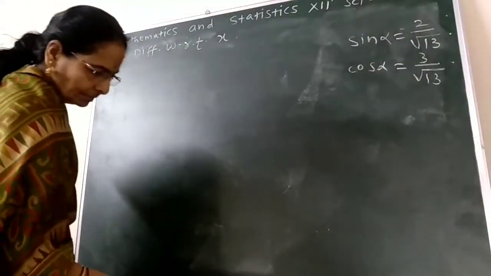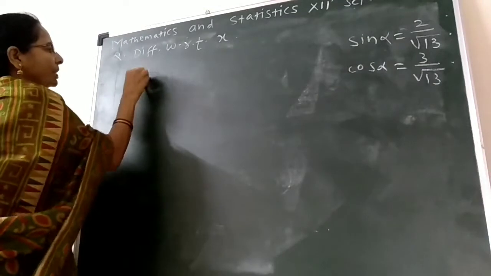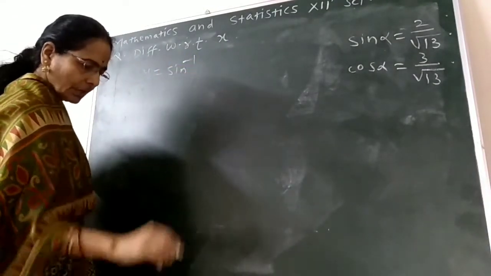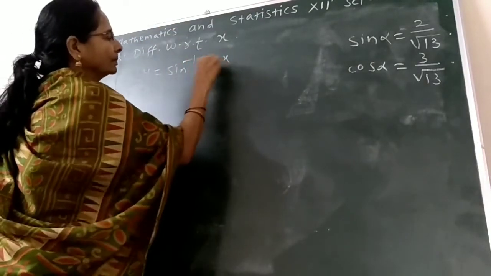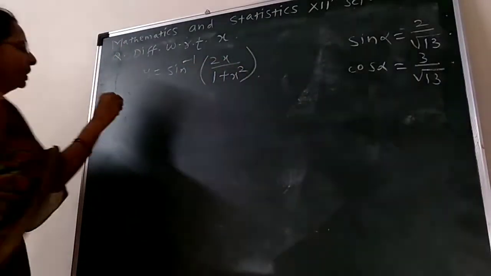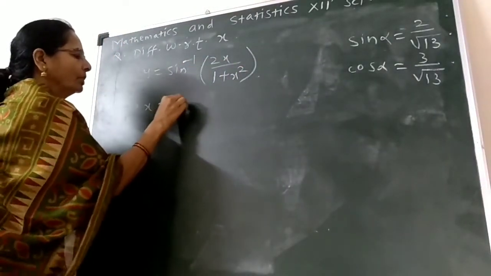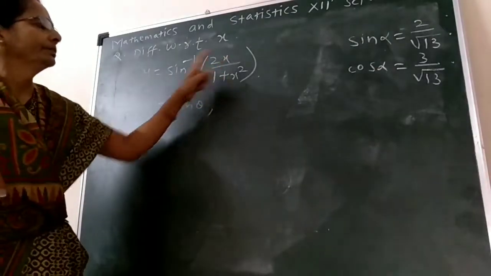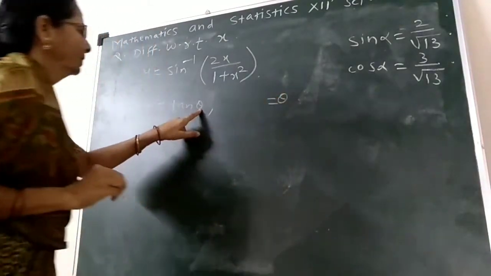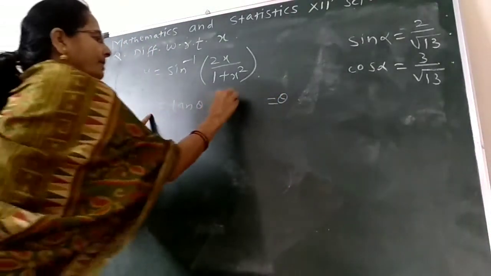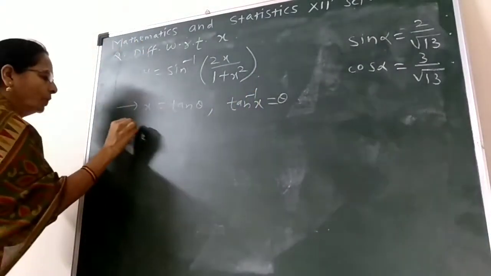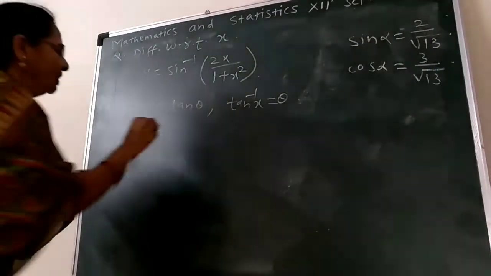Next question, y equal to sin inverse of 2x upon 1 plus x square. Put here x equal to tan theta, so theta is equal to tan inverse x.